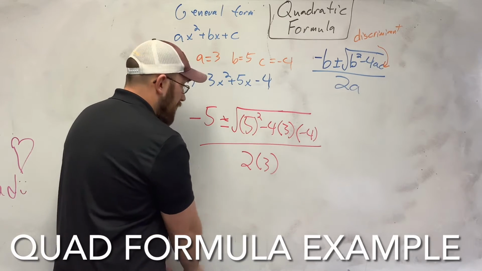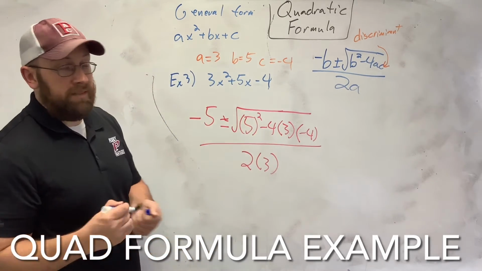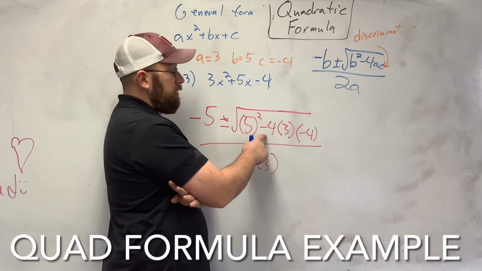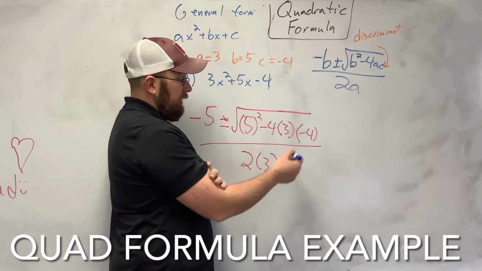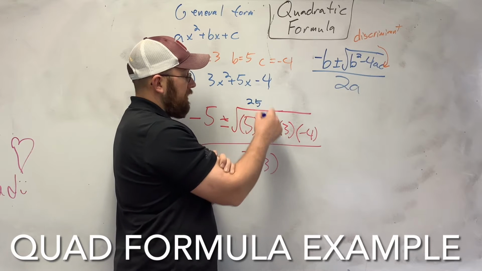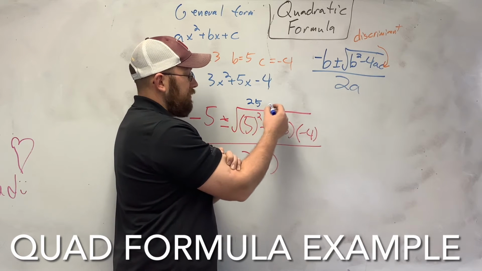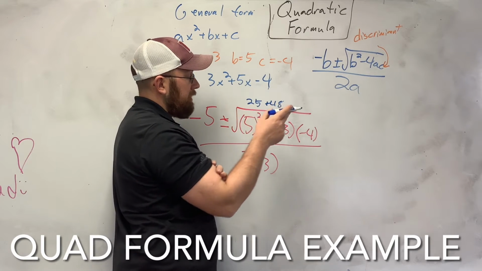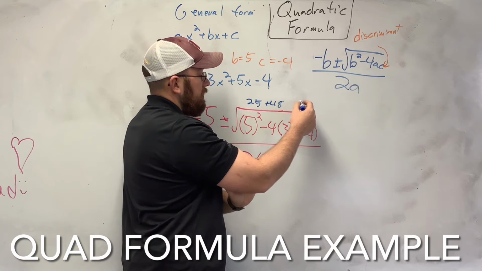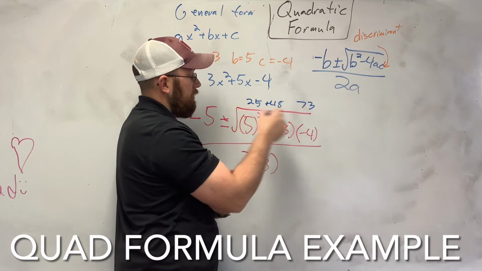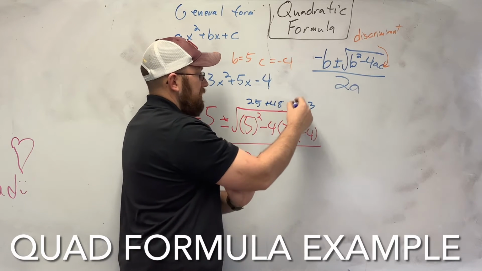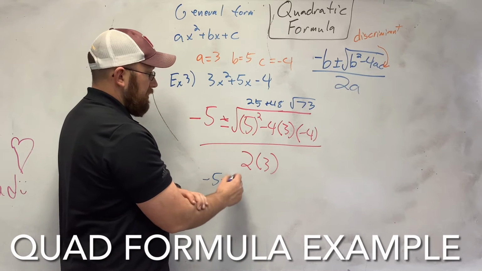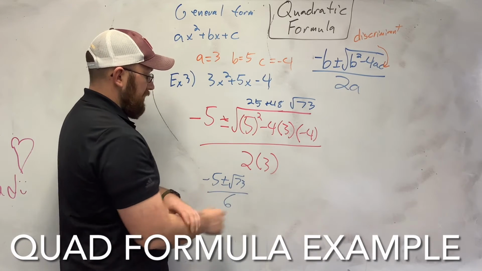Now I solve. The way I solve is I do the discriminant first, and then I do everything else. You can plug it into the calculator if you have one, but I like doing this first and then solving everything else separately. So this will give me 25 plus 48, right? 16 times 3 is positive 48, so it gives me, this is going to be an ugly one, 73. Square root. So this gives me negative 5 plus and minus the square root of 73 over 6.